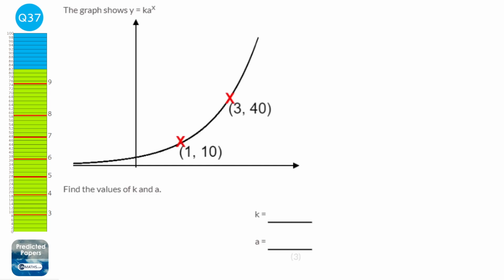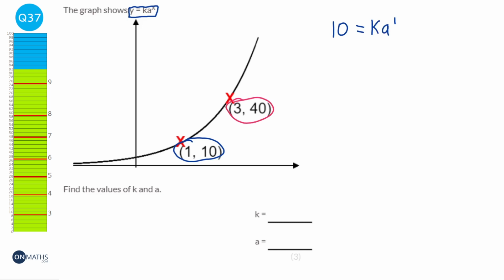So we're given the equation of the line, which is y equals ka to the power of x, and we're given two coordinates. So we're looking at this first coordinate and putting that into the equation. So y is 10 equals ka to the power of x, which is 1. And we're going to do the same with the other coordinate. So we've got 40 equals ka to the power of x, which is 3.